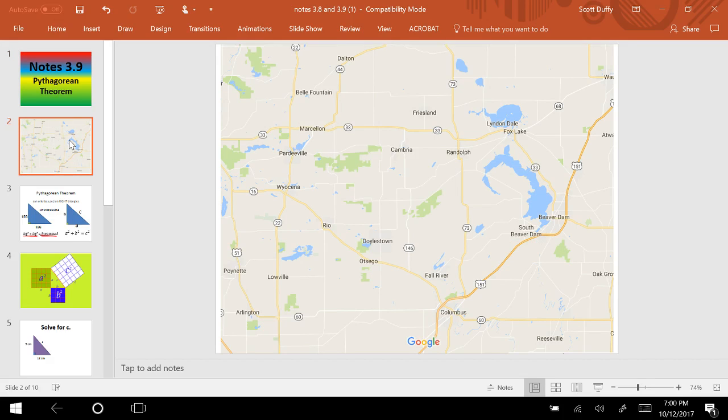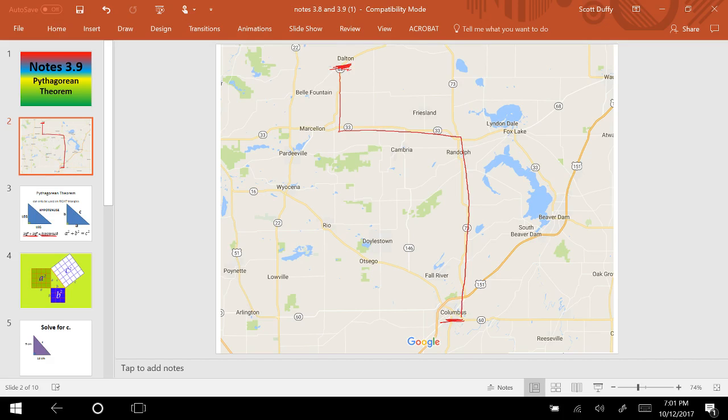Just to show you on a map how this might work, I live in Dalton and I work in Columbus. If I were to take the roads, I would have to go straight south to Marcelin area, straight east to Randolph, and then straight south basically to Columbus.